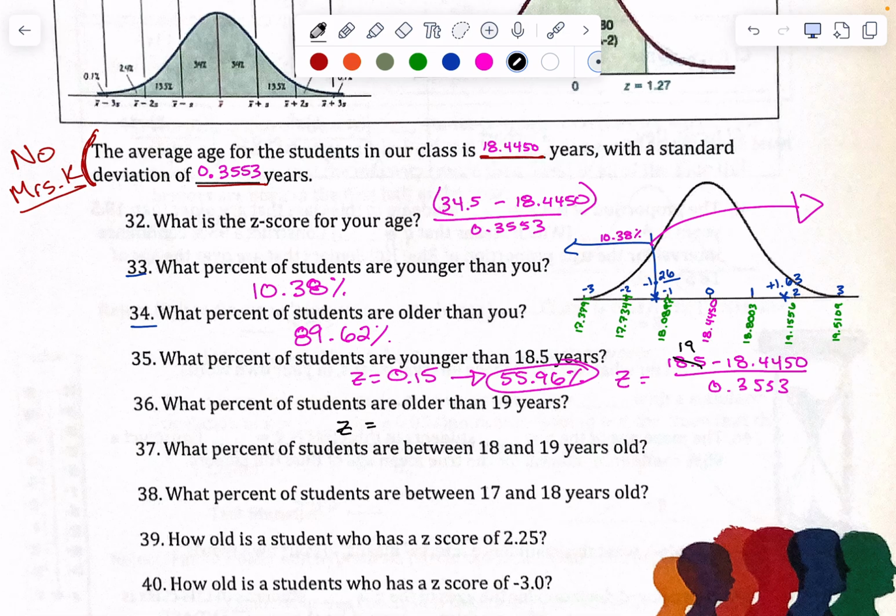Wouldn't it just be the same thing as what we used for Brian, the 1.63? No, because he's not exactly 19. What did you get for a Z-score? Yeah, 1.56. And when you look that up, it is 94.06. But that is younger, right? The answer is 94.06. And then you subtract it from 100, because we want older, right? So 5.94%. Yep, that's the final answer.